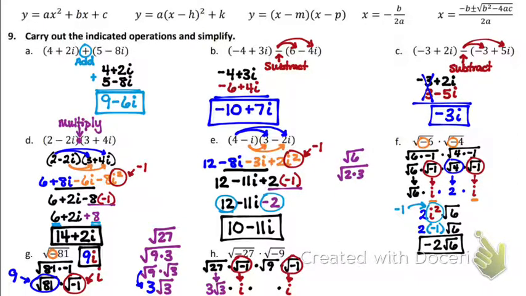Do you know square root of 9? 3. So I'm going to multiply all of those together. I'm going to multiply this 3 and this 3 together. What's 3 times 3? 9. So I have 9. And then I've got I times I. What is I times I? I squared. And then we still have this square root of 3 here.